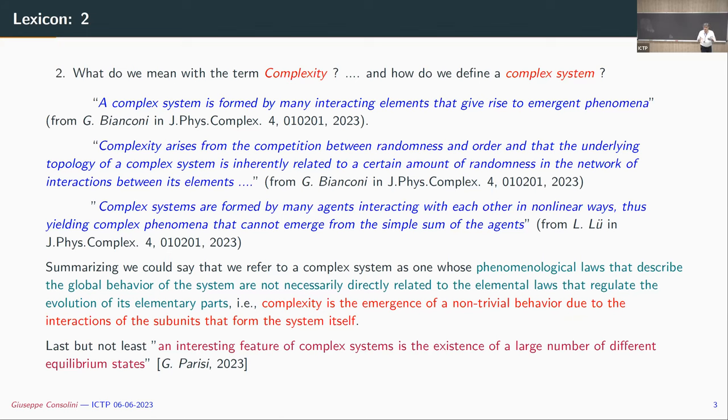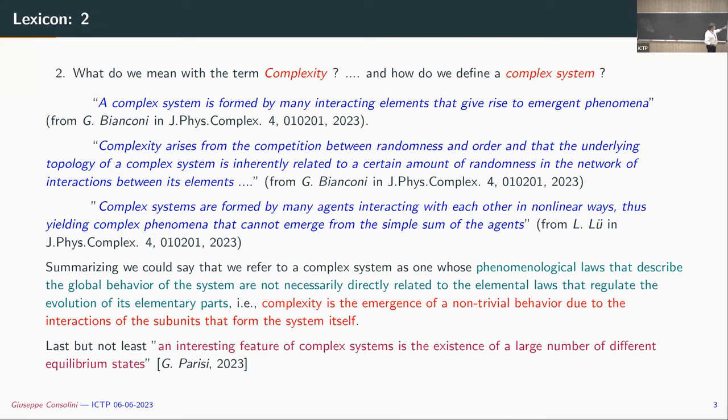So it means that completely different physical systems, systems that are essentially regulated by different kinds of microscopic equations, sometimes at a certain level of description show a similar behavior, a universal behavior. Complexity is thus the emergence of non-trivial behavior due to the interaction of the subunits that form it.